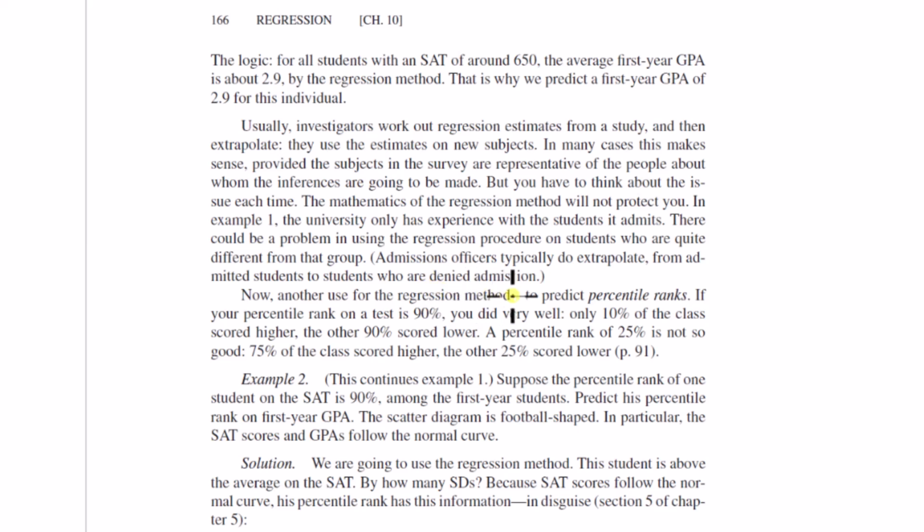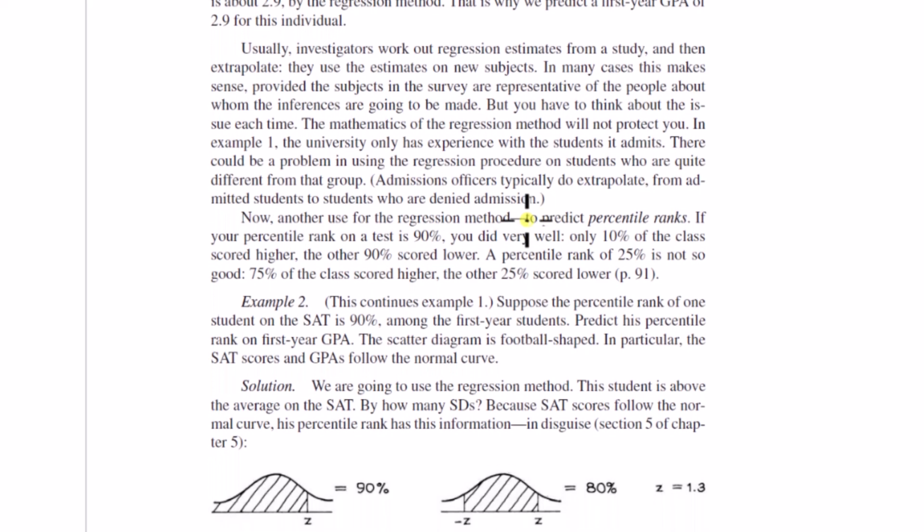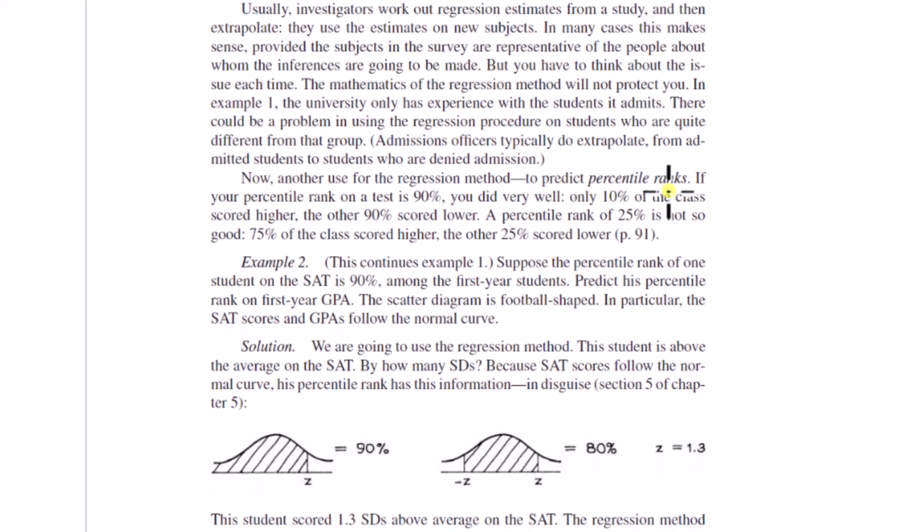So maybe they're talking about students who got denied admission, so they're going to another school, and you estimate what their first year GPA is going to be at that school, which, yeah, now you're getting into different waters. You have to be careful. Now, another use for the regression method is to predict percentile ranks, which I guess would apply more to individuals, but I don't know. You could still talk about this in terms of a group, I think.